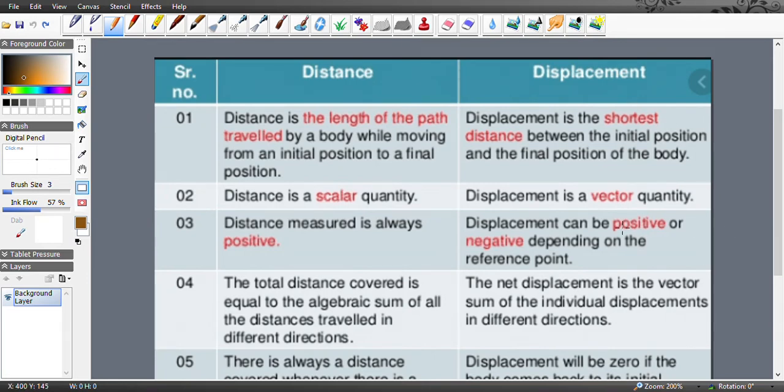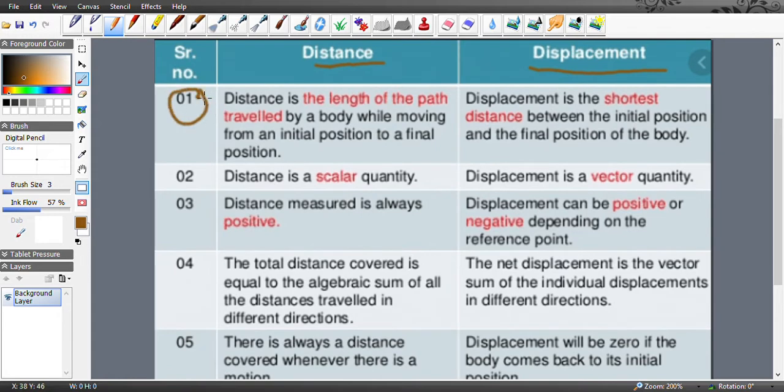Hi everyone. In this video we will learn the difference between distance and displacement. So the difference number 1 is that distance is the length of path traveled by a body. Displacement is the shortest distance between the initial position and the final position.